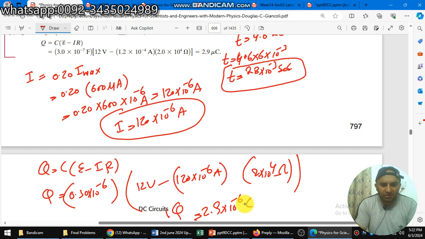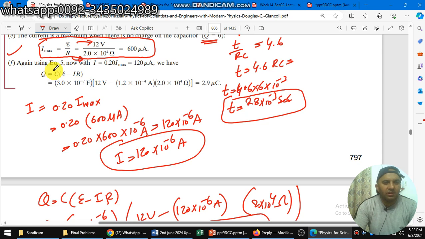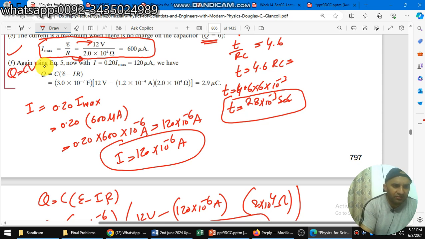So this is the formula for Q. Q is equal to C into (E minus IR), because we know that Q is equal to CV and V is E minus IR. The basic formula is Q is equal to CV, and because we don't know V directly, we can put E minus IR. So V is equal to E minus IR, where E is the EMF, I is the current and R is the resistor.